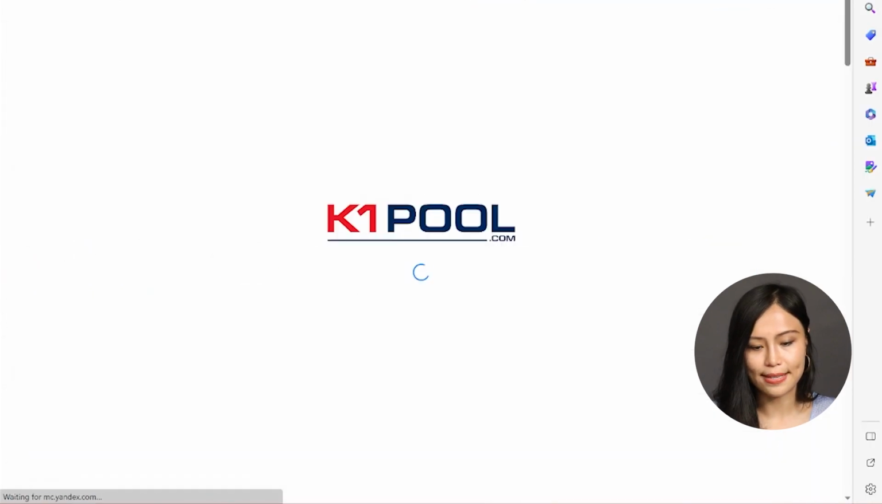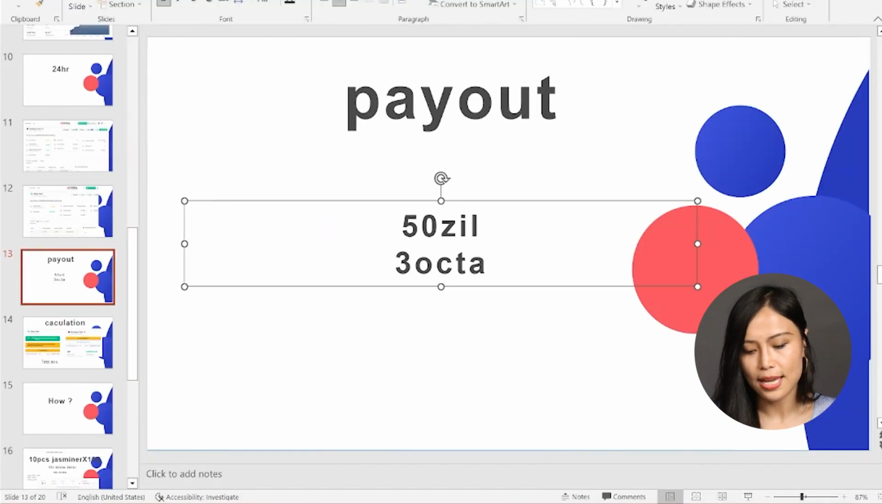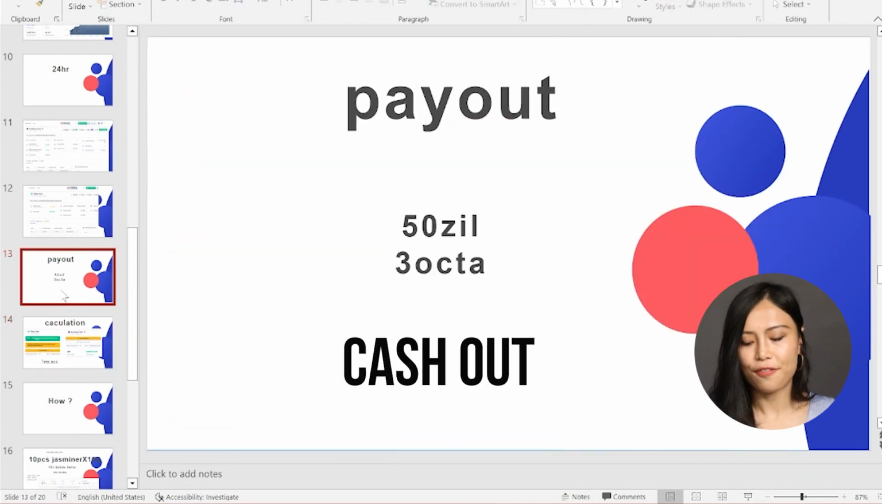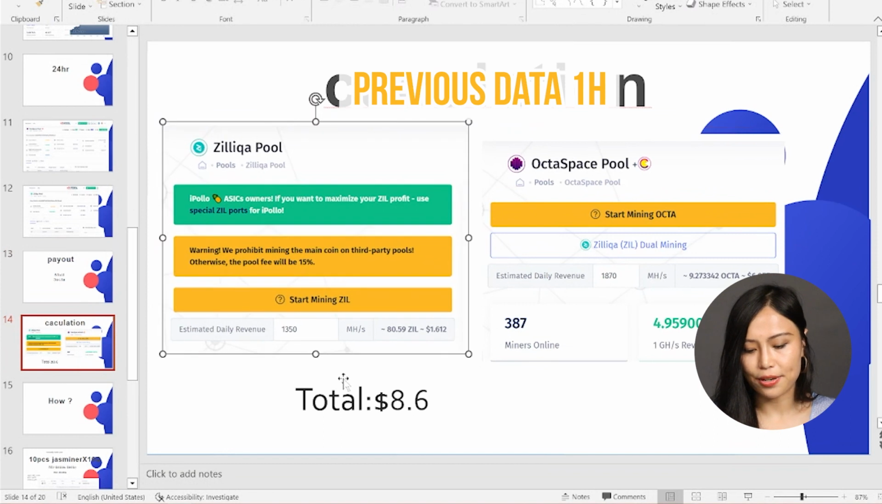Let's go to the ZIL and Octa both. So the payout of Octa and ZIL is 50 ZIL and 3 Octa, and you can basically cash it out. For 50 ZIL and 3 Octa, you can basically cash it out. And here is the calculation. This is what I did previously.